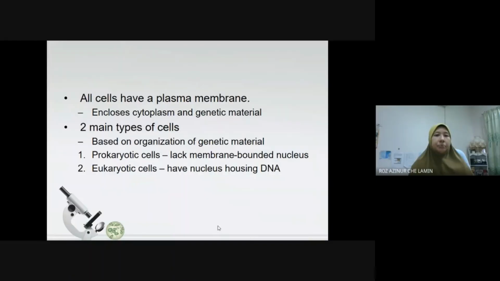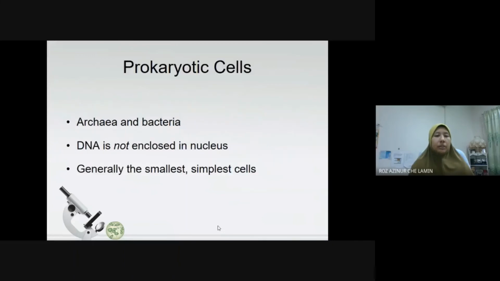Okay. Betul tak no? Okay, all cells have a plasma membrane, enclosed cytoplasm and genetic material. There are two main types of cells based on the organization of genetic material. First is the prokaryotic cell, which lacks a membrane-bounded nucleus. Second is the eukaryotic cell, which has a nucleus housing DNA.